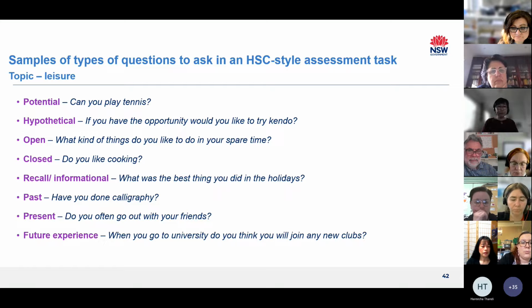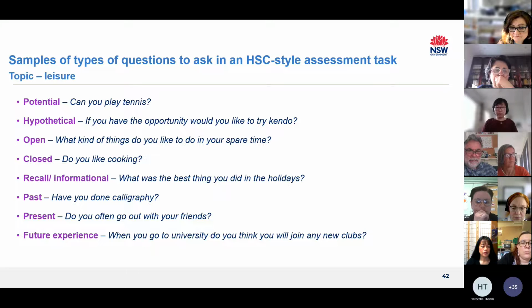Teachers should ask students questions using grammatical structures and topics from the syllabus that will give them the opportunity to demonstrate what they know. Here are some example questions in the topic of leisure. These will, of course, depend on the topics and grammatical structures in the syllabus that you teach.